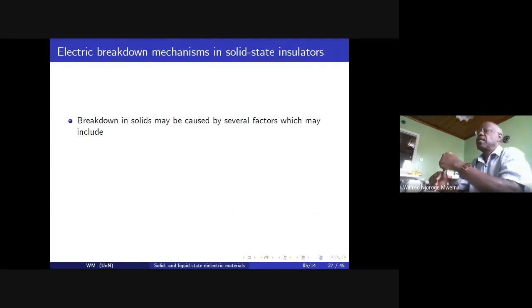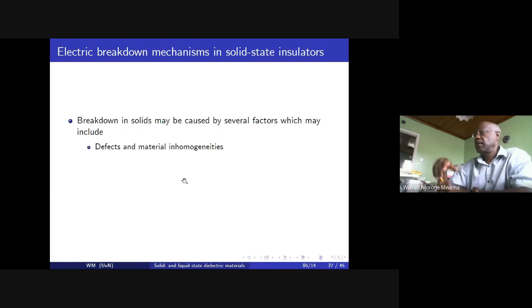So how does breakdown occur in the solid state insulators? Breakdown in solids may be caused by several factors, and this may include one, defects and material inhomogeneities. That is, we may have areas where we have, say, holes or cavities inside the material, or where we'll have the material not being of consistent density.